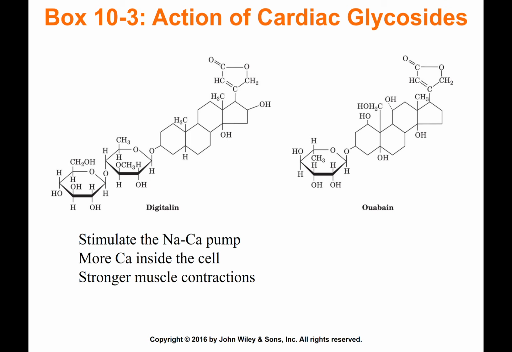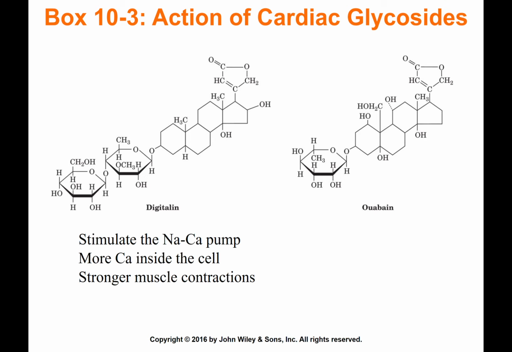Now, these are 2 medically relevant compounds right here. They're called digitalin and ouabain. These 2 chemicals in very high doses can be lethal. Ouabain is actually put on the tips of darts by some native tribes in South America to kill animals when they're hunting, for instance. But at lower concentrations, these can be used to actually strengthen heart contractions.